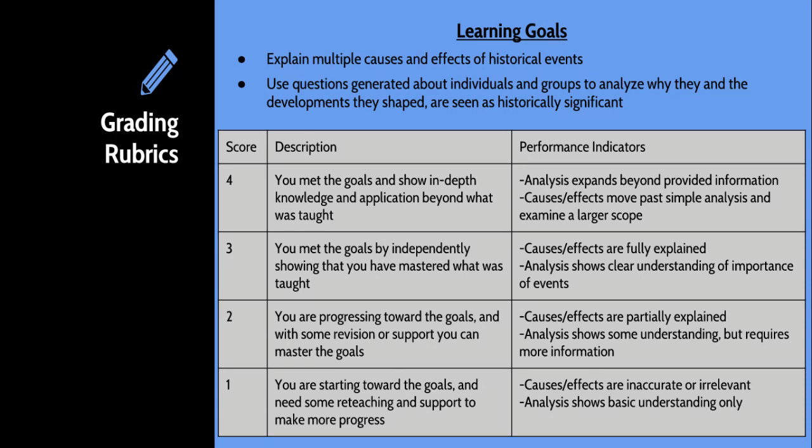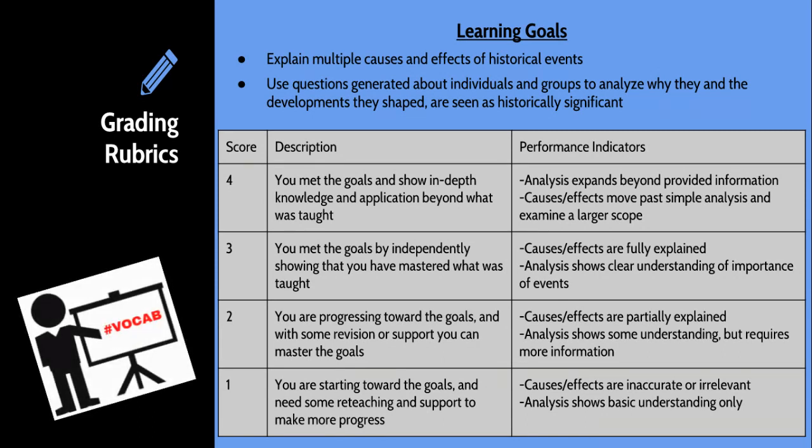So if you're looking to get a 3, you can see exactly what you have to do. If you're looking to be a little bit more enterprising and aim for a 4, you can also see the indicators for that level as well, just so there's no mystery about how you're going to be graded on this assignment.